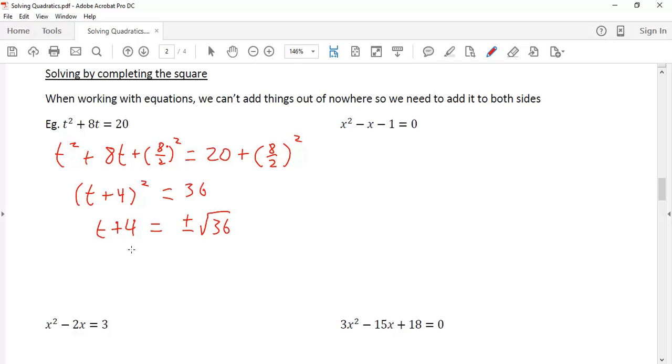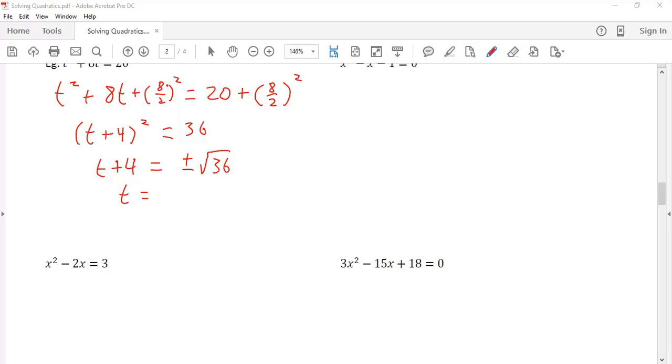And now I'm going to bring the 4 over. So t equals negative 4 plus or minus 6, because that simplifies to 6. So that means we get our two answers. So we do negative 4 plus 6, which gives us 2, and negative 4 minus 6, which gives us negative 10.